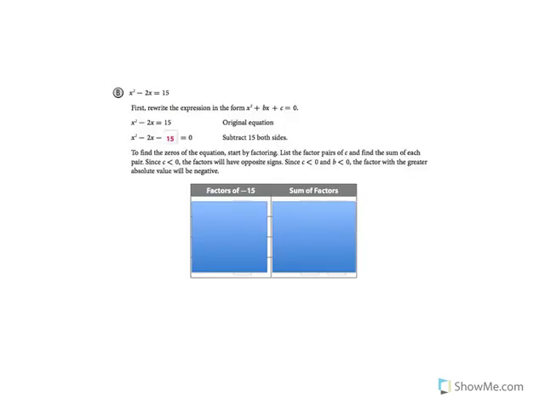Okay, number 15, so let's try example B. We have x squared minus 2x equal to 15. So then we need to write the equation in this form. So then we need to bring the 15 over to here. So we have x squared minus 2x minus 15 equal to 0.